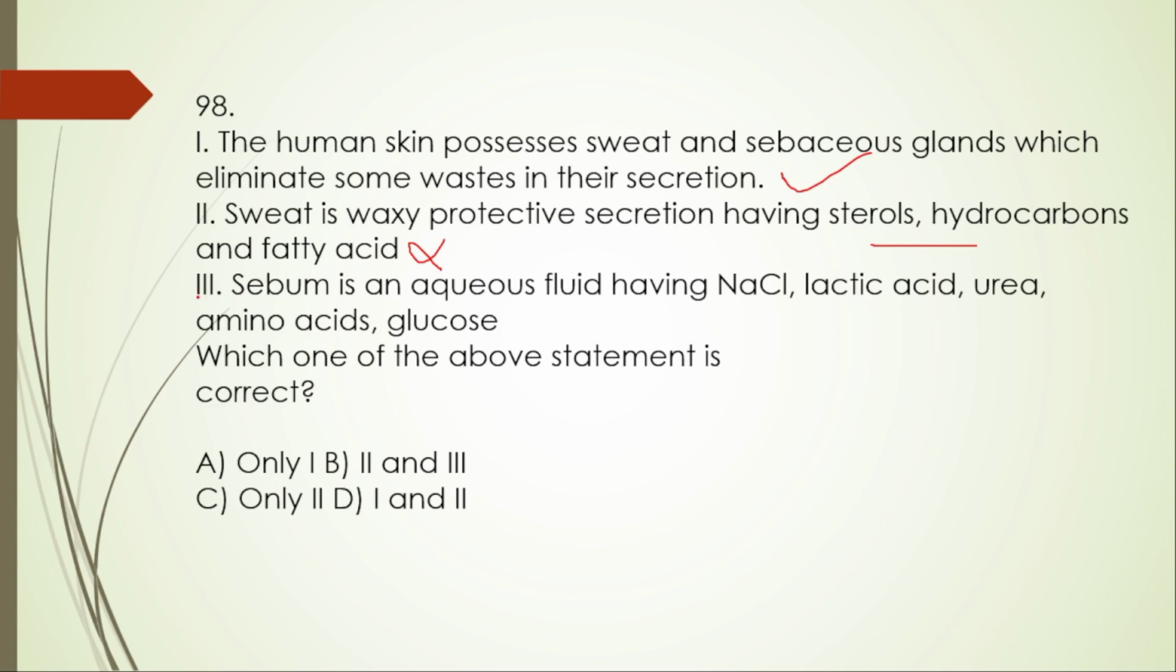Next, third one, sebum is an aqueous fluid having NaCl, lactic acid, urea, amino acid and glucose. Sebum is not aqueous, it is waxy actually, that is oily secretion. The description provided is of an aqueous fluid with NaCl and lactic acid. So actually it is describing sweat, not the sebum. Which one of the above statement is correct? Only one is correct, right? So the right option is here, it is A.